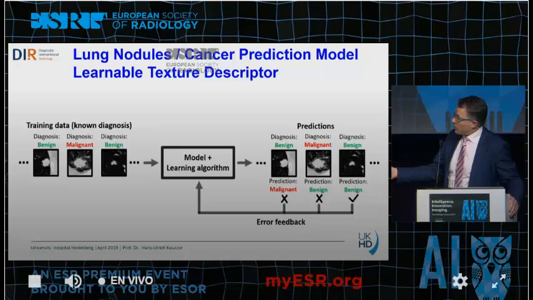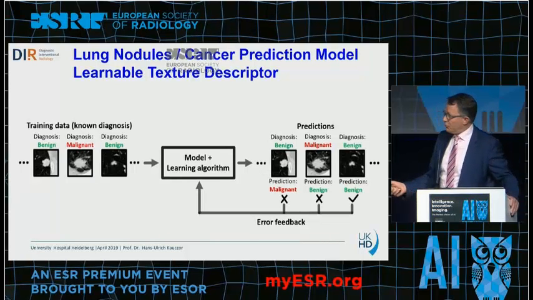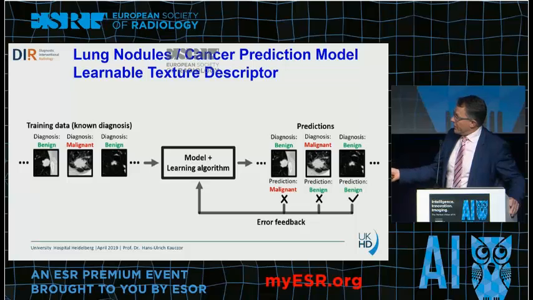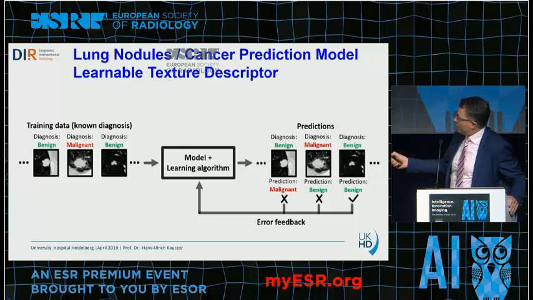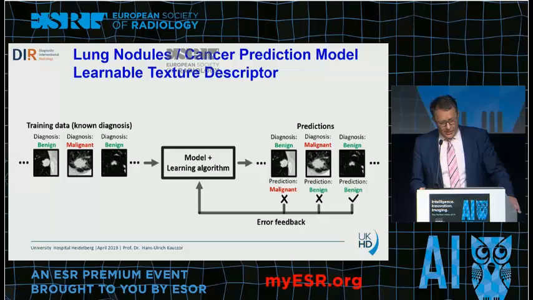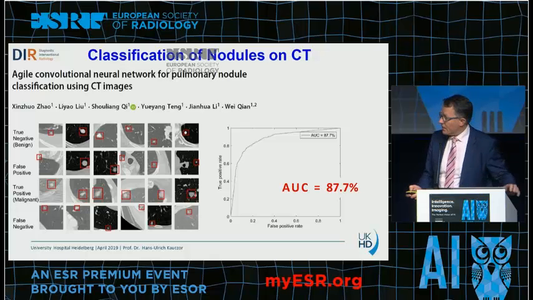So we have the training data set with known diagnosis. So all of these nodules, they have to have histological proof. So this is the training data. Then the model is built and the learning algorithm is implemented. And then we are looking at a different data set and trying to predict these nodules, false positive, true positive, malignant. Not everything is perfect. There's error feedback. And an area under the curve of 87% in the prediction of benign or malignant nodules is really an exceptional result.